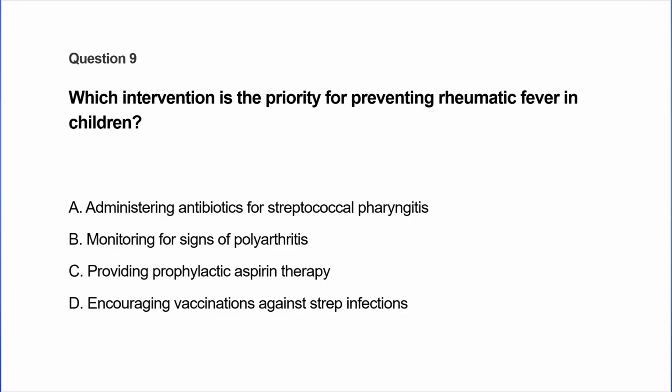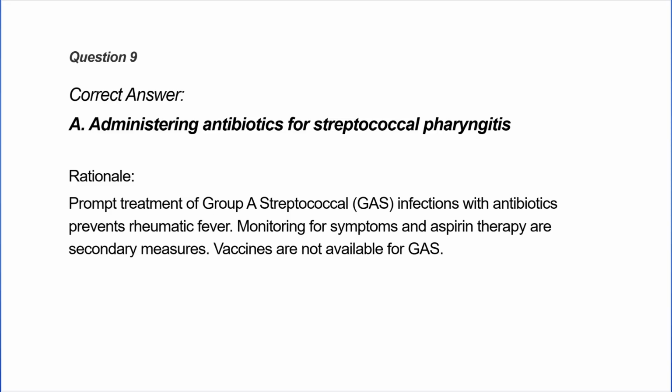Question 9. Which intervention is the priority for preventing rheumatic fever in children? A. Administering antibiotics for streptococcal pharyngitis. B. Monitoring for signs of polyarthritis. C. Providing prophylactic aspirin therapy. D. Encouraging vaccinations against strep infections. Answer: A. Administering antibiotics for streptococcal pharyngitis.